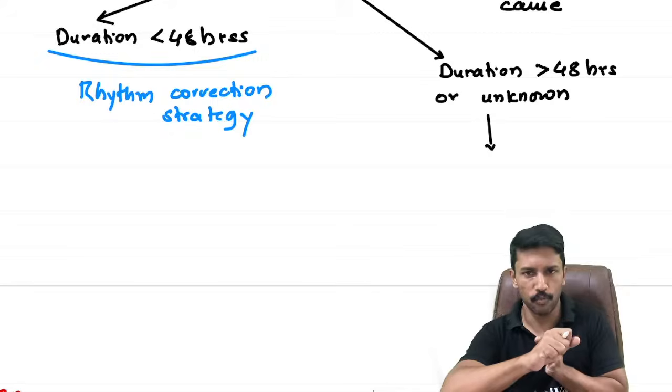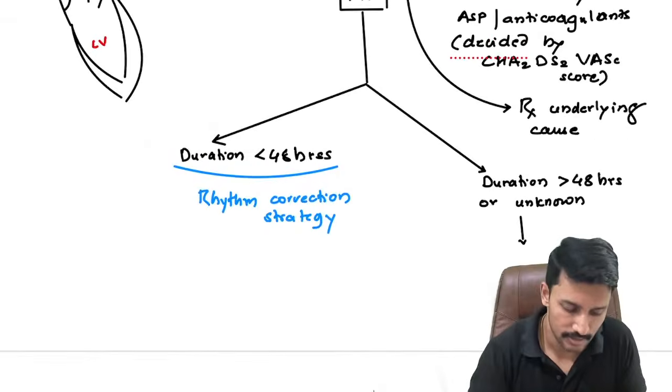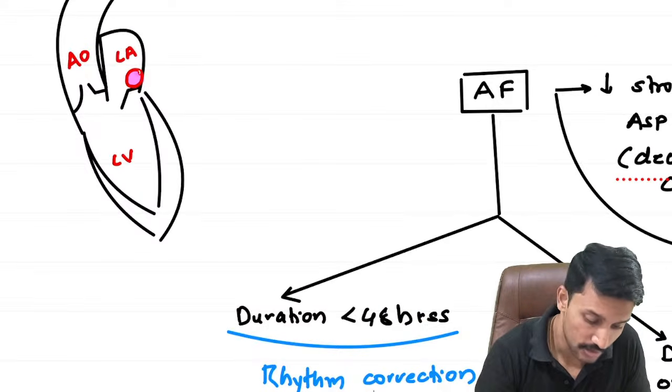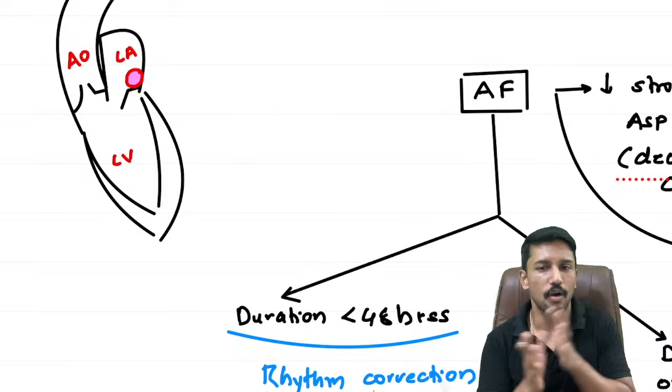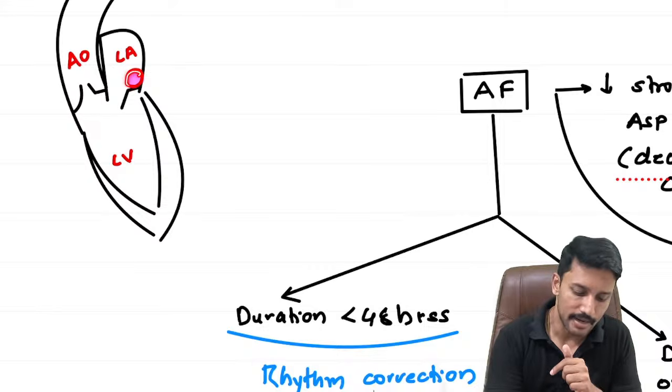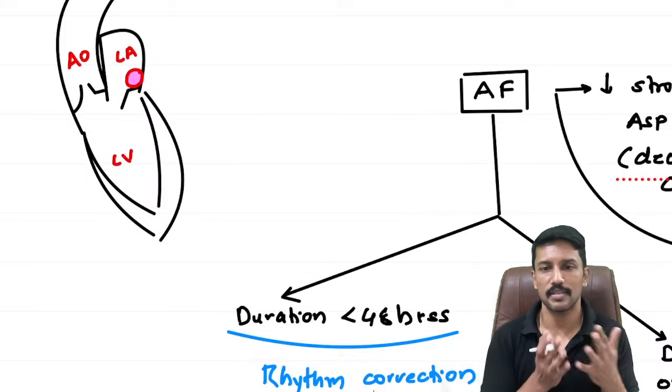So if I put an echo probe on the chest, I may not be able to visualize well, particularly the left atrial appendage where a clot is more likely to form. So my transthoracic echo is not a good investigation to identify or rule out the left atrial clot. So then what is the best way?